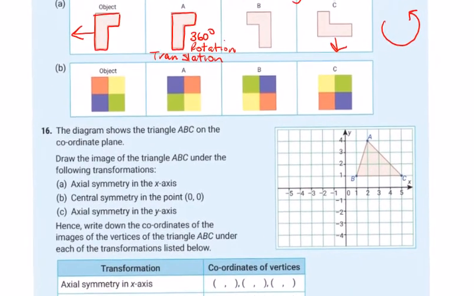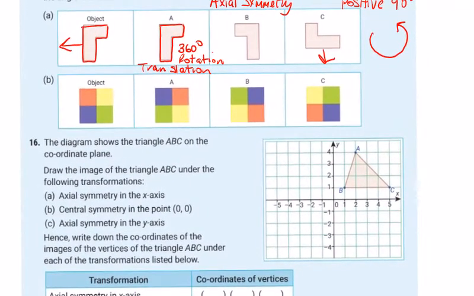Now the next object, we're dealing with colors here, so let's just focus on the purple part. So purple has rotated, we've gone from here to here. Purple's gone one block up that way, so that's a negative. It's gone a negative 90 degrees rotation.